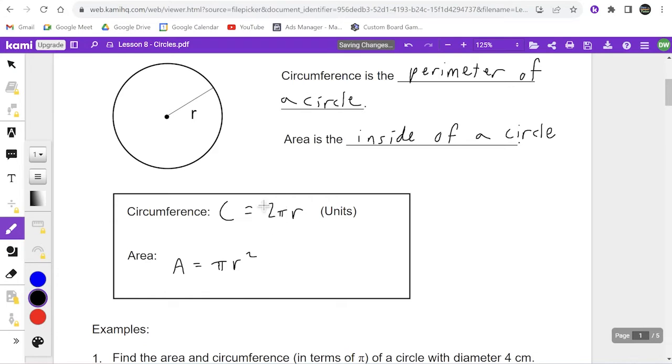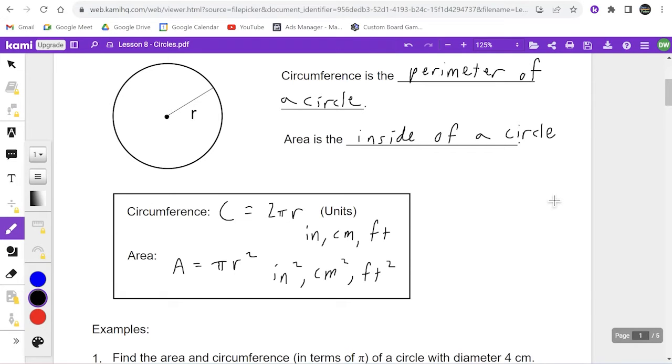And by the way, the units for circumference and area are very distinct. In other words, the units for circumference are inches, sometimes it's centimeters, sometimes it's feet. But notice the units are not squared. As opposed to area, which would be inches squared, centimeters squared, feet squared. Whatever the unit is, it's squared for area and not squared for circumference.